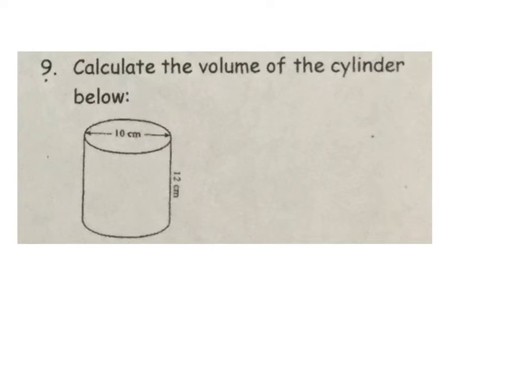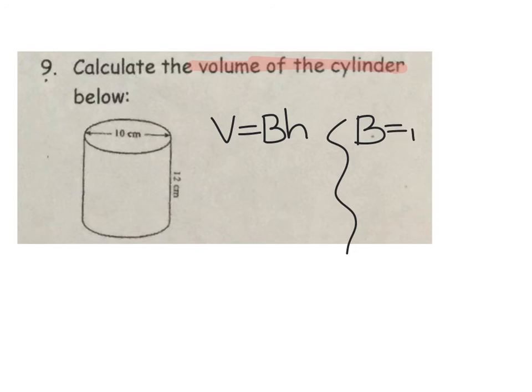Okay, number 9, calculate the volume of the cylinder below. Okay, so our formula for volume of the cylinder is going to be area of the base multiplied by the height. So area of the base is pi r squared. Radius for this is going to be 5 because we have to divide that 10 by 2.